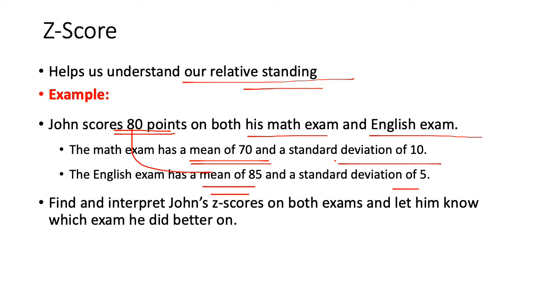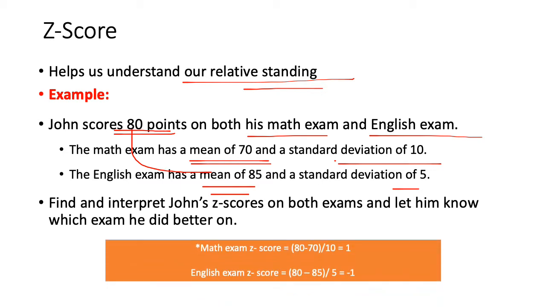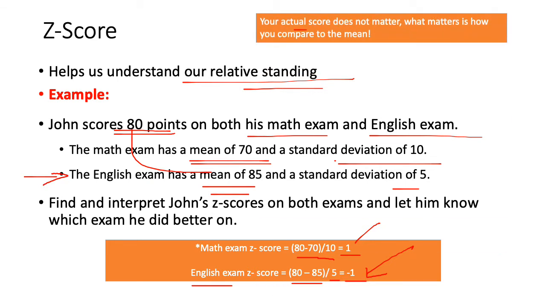So let's see how he ranks in terms of Z-scores. For his math test, he got 80, the average was 70, and the standard deviation is 10. So he was one standard deviation above the mean in the class. So he did well on his math test. In his English class, his Z-score was 80 minus 85 over 5. He was one standard deviation below the mean, and therefore he actually did worse in his English class than he did in his math class. So in this case, your actual score doesn't matter. What matters is how you compare to the mean.